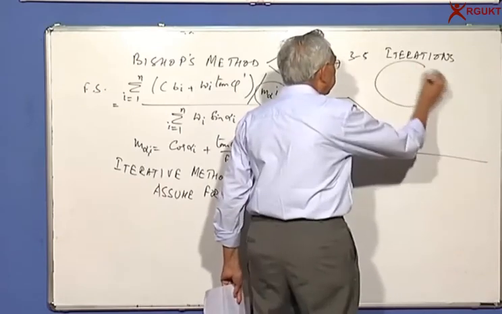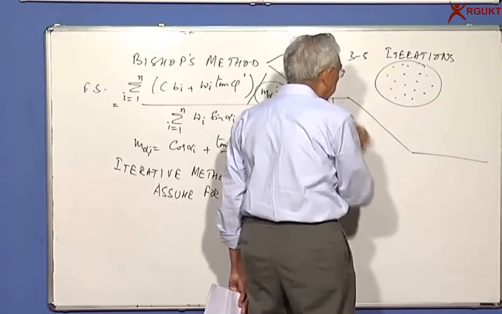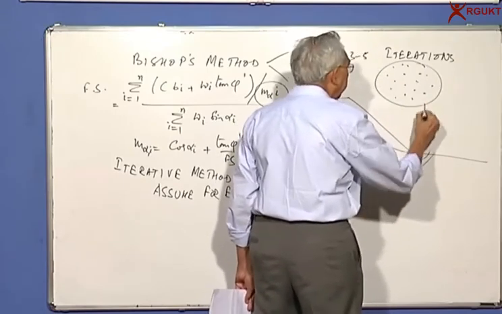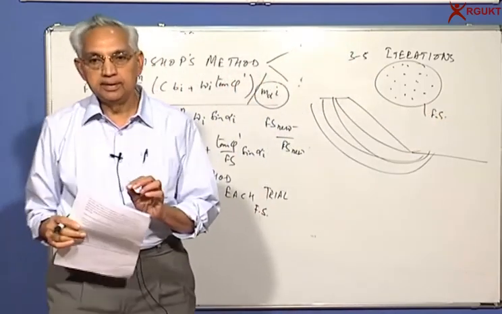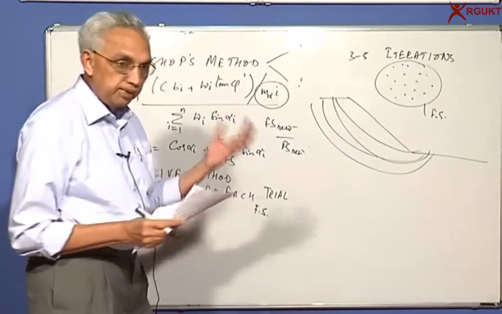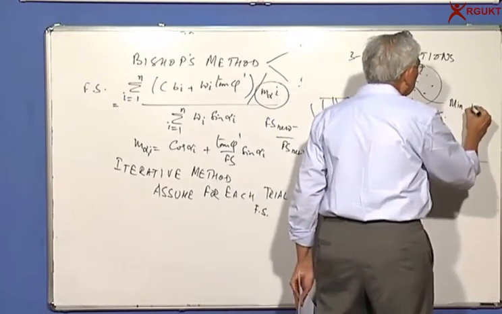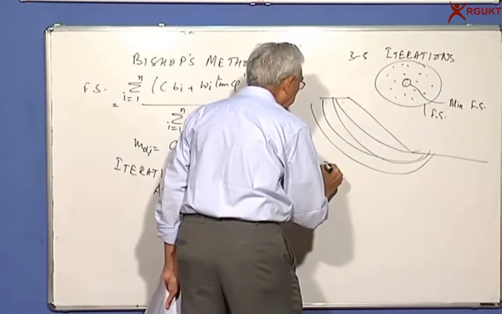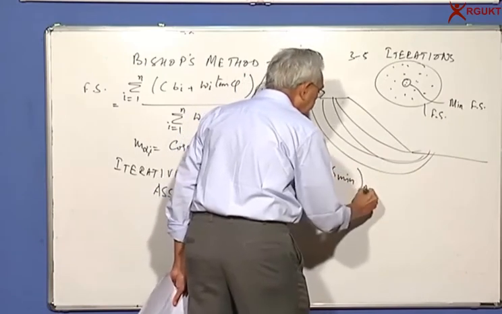So in this region, take a number of centers, draw different circles with different radii, and get the factor of safety. Please remember, for each trial circle, you have to go through this iterative method. Once you do that, you will get some minimum factor of safety, and that will be the more correct one, the minimum factor of safety from Bishop's simplified method.